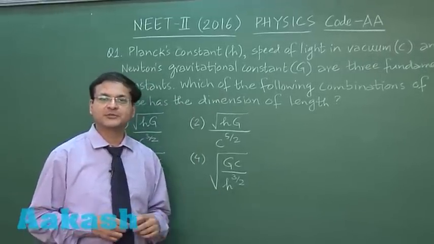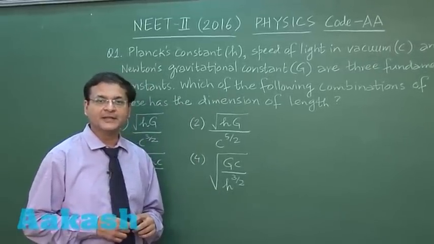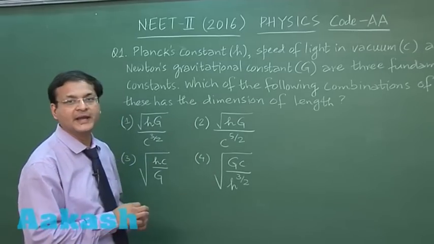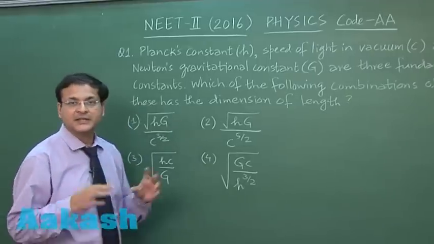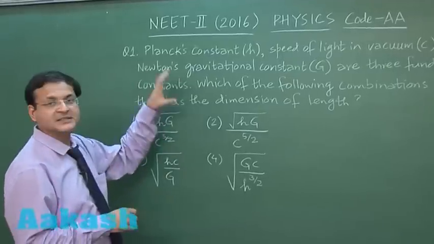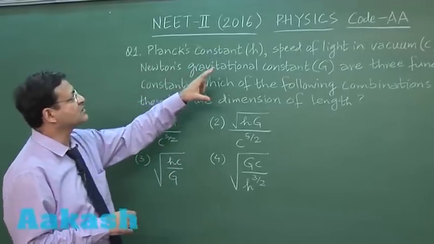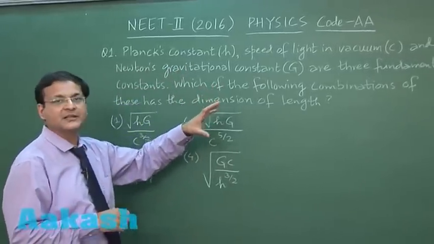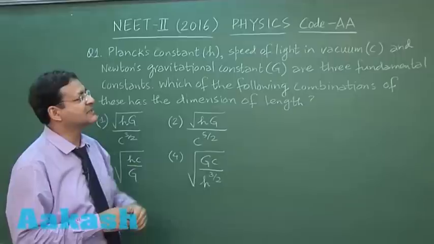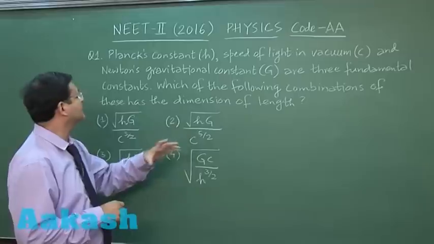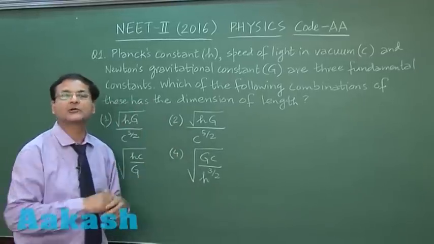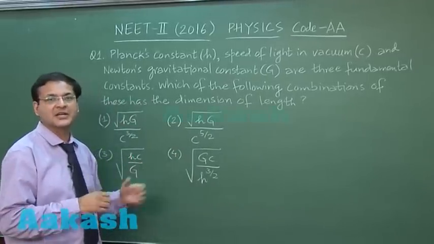For this purpose of discussion, we have taken code A, and in this code A, the physics questions begin from question number 1. The question 1, as you can see here, says that Planck's constant h, speed of light in vacuum, given as c, and Newton's gravitational constant capital G are three fundamental constants. This is basically a question based on dimensional analysis.